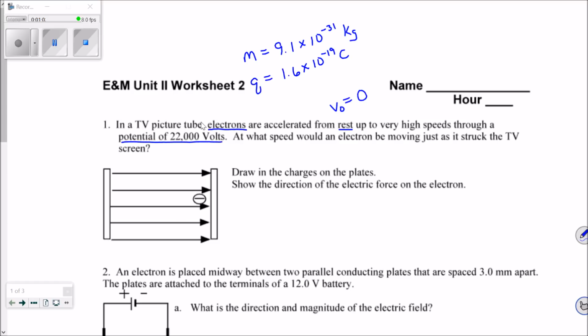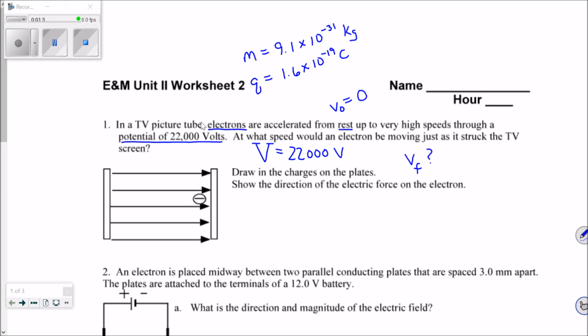So in addition to the information for an electron, I also know that my potential is going to be 22,000 volts. So recognizing that my potential is the letter V, we're trying to figure out the speed, which is going to be lowercase v. If we want, we could even call it v final. We're trying to figure out the final velocity when this negatively charged electron strikes the opposite plate.